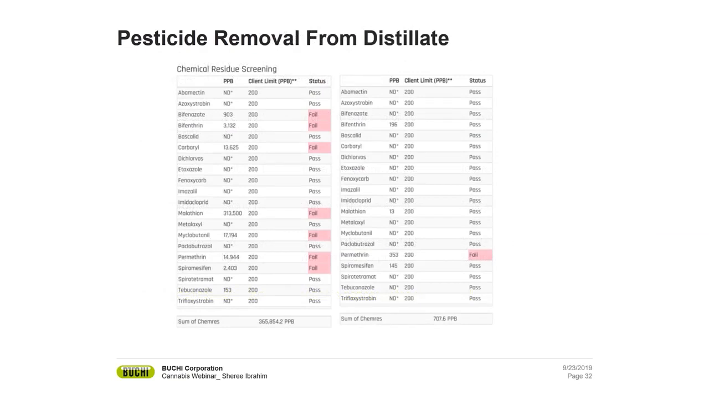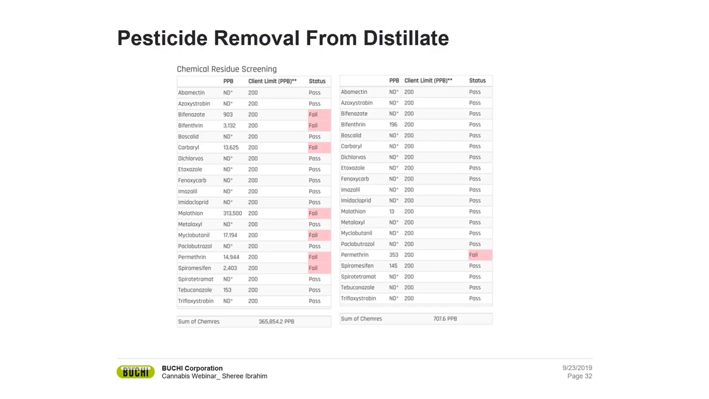Here's an application that we did. Pesticide removal from distillate, before and after flash chromatography. On your left-hand side is before chromatography, and on your right-hand side is after chromatography. As you can see, we have high levels of malathion, spironolactone, and other pesticides highlighted in pale red. However, after flash purification, many pesticides are showing non-detectable levels, and some have been removed significantly.